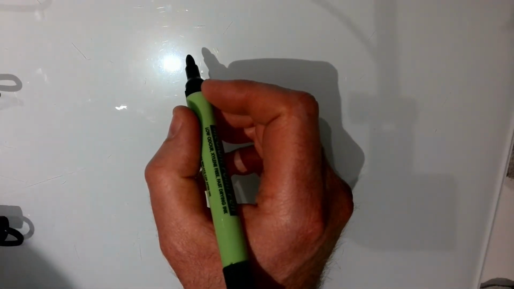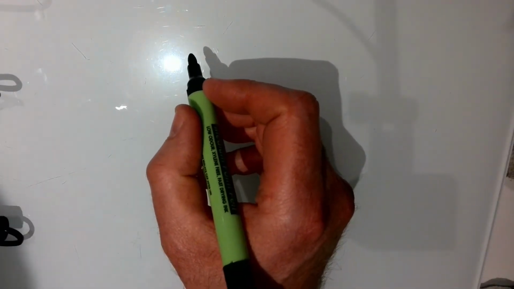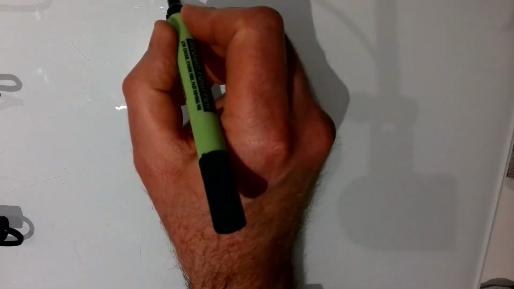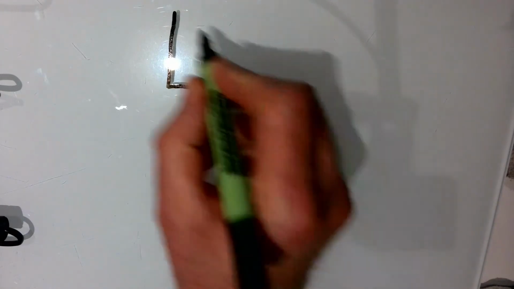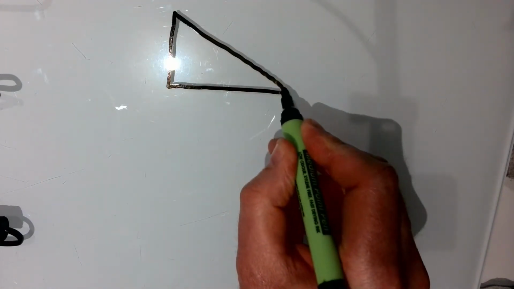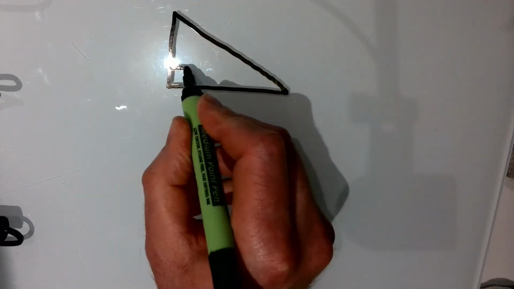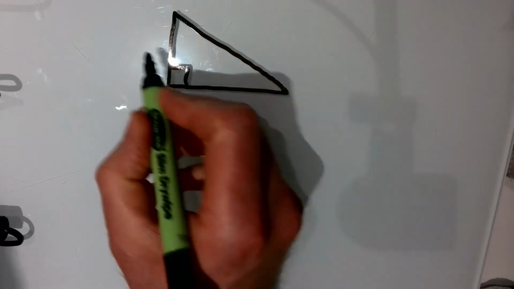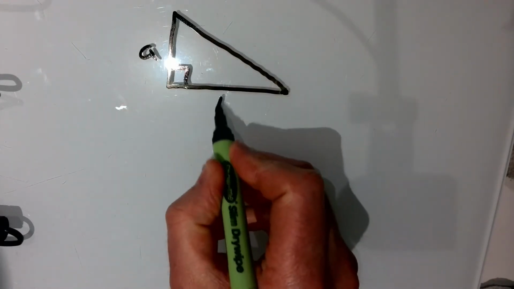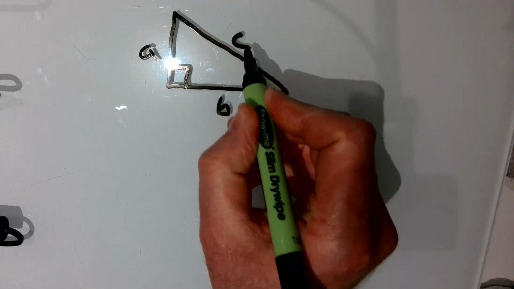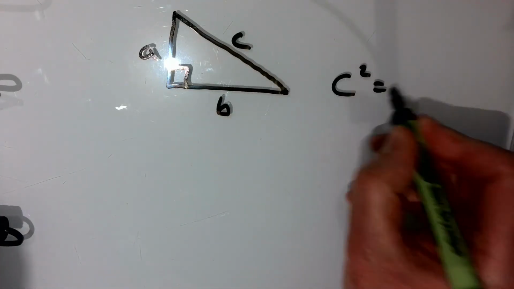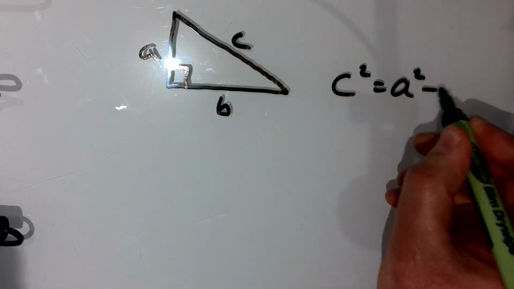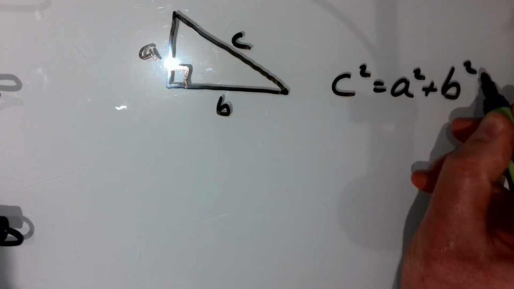Okay, so this is a video on Pythagoras' theorem. Pythagoras' theorem states the following: if you have a right angled triangle, and it must be a right angled triangle, it doesn't work for other triangles, and you label your sides A, B and C, then C squared equals A squared plus B squared.